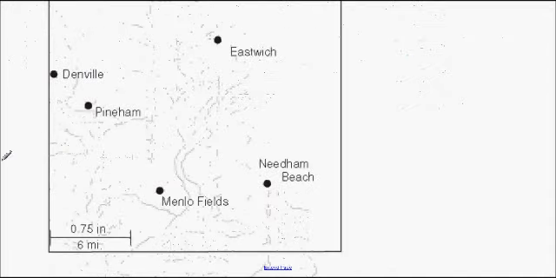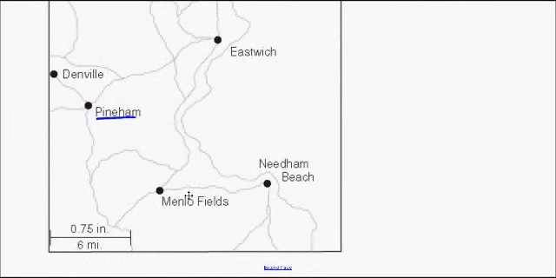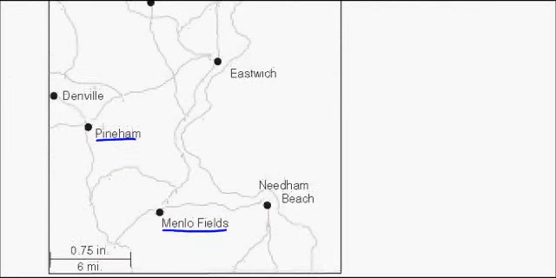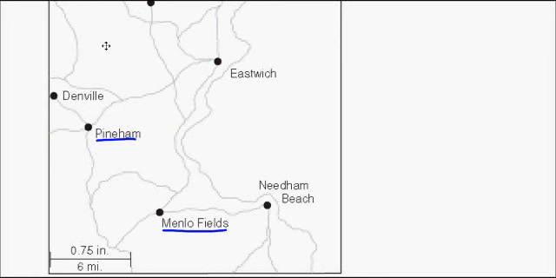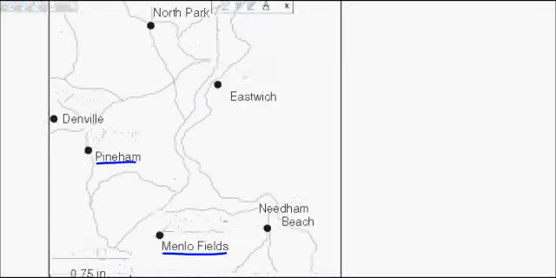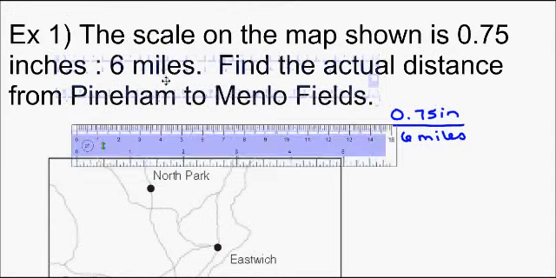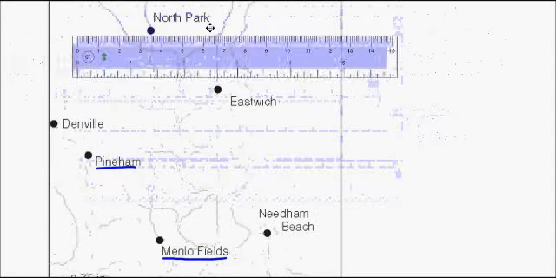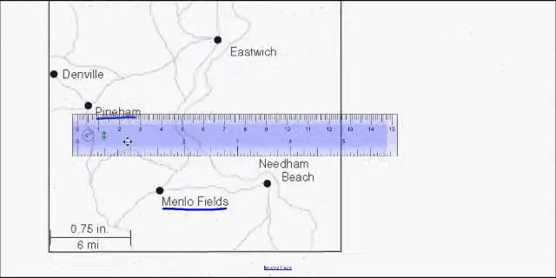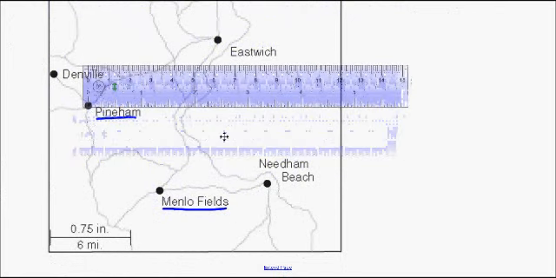And we're going from Pineham, which is here, to Menlo Fields, down here. So what I'm going to do is actually measure that distance. So where's my ruler? Oh, it's up at the top. And I got 2 of them. Awesome. Okay, so let's bring one of these rulers down here. We're using inches because the scale says inches.